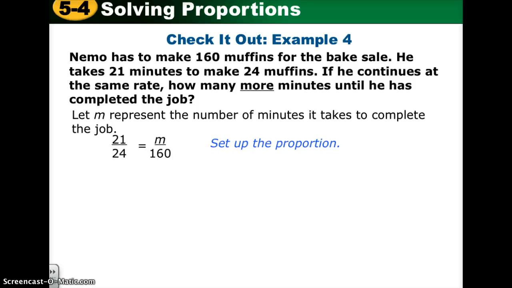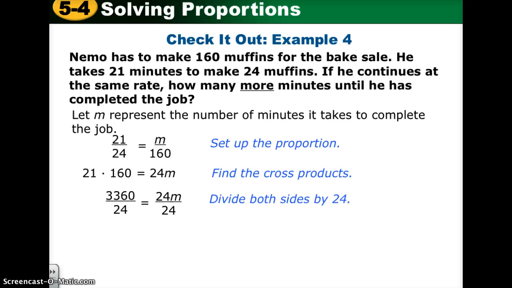Set up a proportion. So 21 minutes over 24 muffins would compare with M minutes over 160 muffins. Cross multiply. 21 times 160 equals 24M. Divide both sides by 24 after we've multiplied. So we get M equals 140.